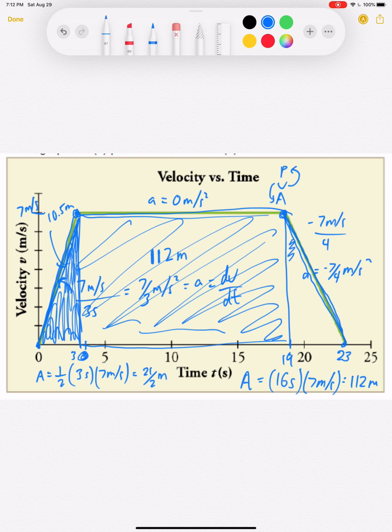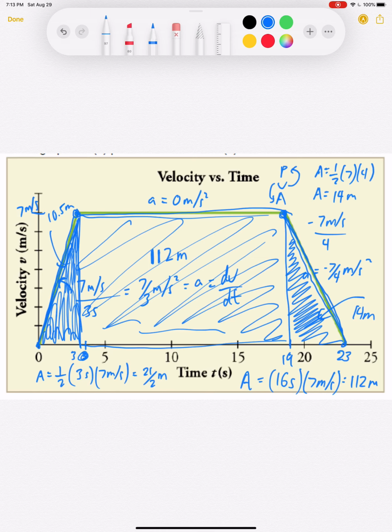Then we need to finally figure out what this last triangle is right here. This last triangle has a height of, we do A equals 1/2, 7 again, times 4 seconds for its base. So the area of that triangle would be equal to 28 divided by 2, which is 14 meters for this part right here, 14 meters.